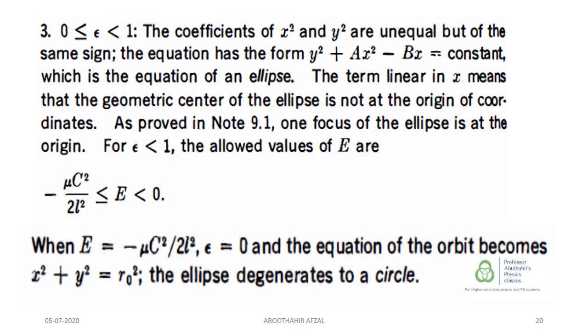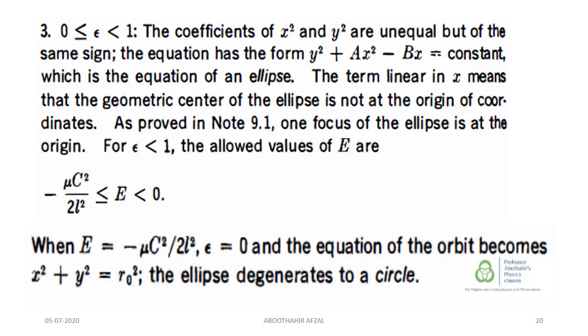In the third case, when epsilon is less than 1 and greater than or equal to 0, the coefficients of x square and y square are unequal but of the same sign. That is the case of an ellipse. So mostly the planets revolve around the sun in elliptical form, and this is the case which we normally observe for planets. But the satellite's case is different, because the energy of the satellite can be changed easily, just like firing the engine. Since it is not easy for a planet to change its energy, normally all the planets follow an elliptical path, where the eccentricity is between 0 and 1.